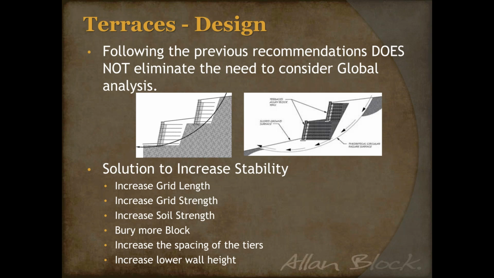Another option would be to increase the height of the lower wall. If you've got a really short wall and then a tall wall on top of it, you might want to even them out a little bit better, unless you've got other design choices that are limiting those heights. That could also improve global stability. Again, can't guarantee that because every site is different, soils are different. You don't know what's going to happen, but those are some other things to play around with.